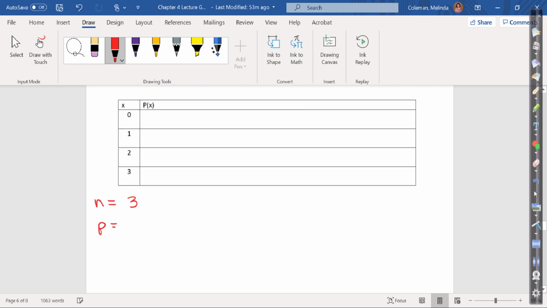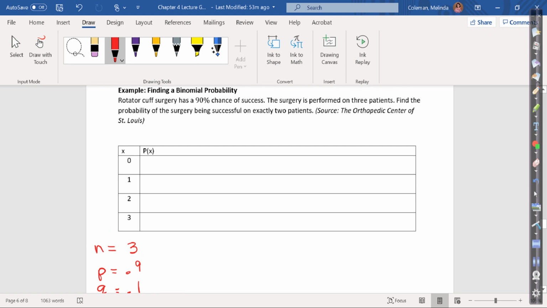The chance of success for the surgery is 0.9, which means the chance for failure, the Q, is 0.1. And my X values then, well, there can be no successful surgeries. 1 of the patients can be successful, 2 can be successful, and 3 can be successful. This 2 is what the question is asking you. So if you read the question, it says, what is the probability of exactly 2 patients having success? But we're going to fill in the whole chart anyway.